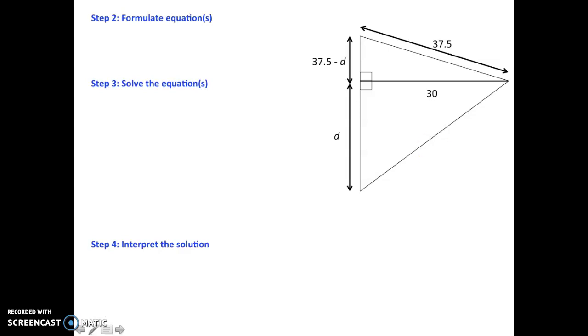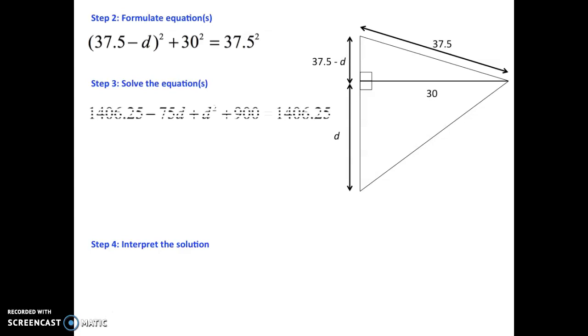So using the right-angled triangle at the top, once again using Pythagoras' theorem, we are going to equate the sum of squares of the two shorter sides to the square of the hypotenuse. As such, I have (37.5 minus d) squared plus 30 squared equals 37.5 squared. To solve this equation, I'll use my special product rule to expand it. Alright, so this is what I will get.